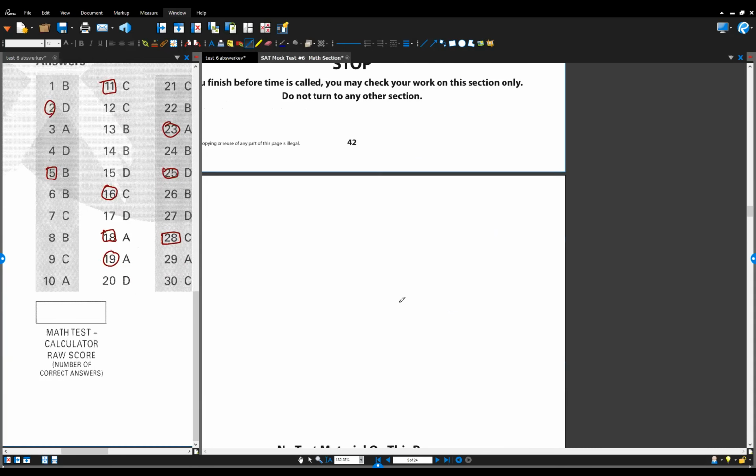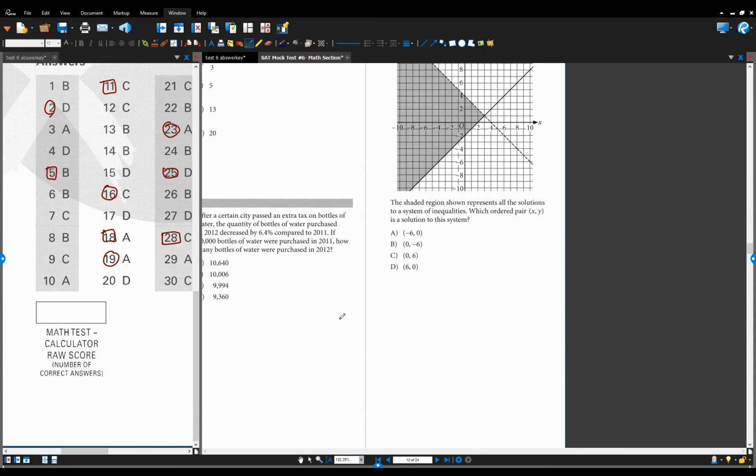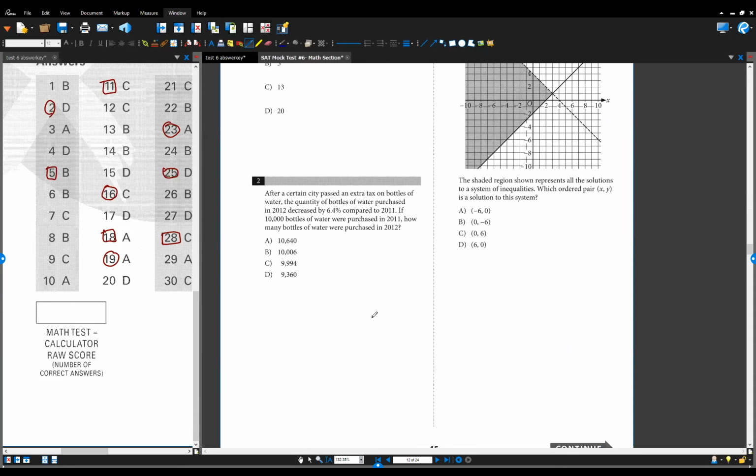All right, section 4, move on to section 4, number 2. After a certain city passed an extra tax on bottles of water, the quantity of bottles of water purchased in 2012 decreased by 6.4% compared to 2011. Yeah, decreased. So 10,000 bottles were purchased in 2011. This much decreased. What is that? 1 minus 0.064. That is the decrease rate. When you multiply this, you want to find the number of bottles purchased in 2012. Let me check with the calculator.